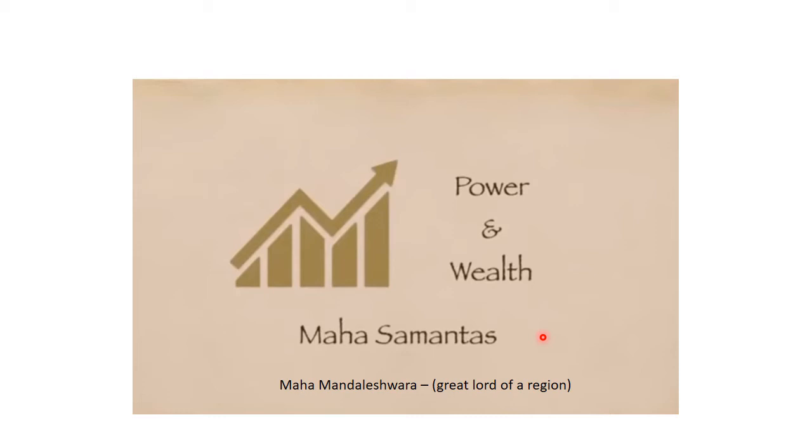They acquired more wealth, and they gave themselves big titles, like Maha Samant, or Maha Mandaleshwara, that means a great lord of a region. So when the kings were weak and totally dependent on these Samants, they gained more power and wealth, and by giving themselves high sounding titles, they wanted to become free from the kingdom and establish their own kingdom. So they asserted their independence and wanted to break away from their kings. This is how we see that the Samants were becoming more powerful.